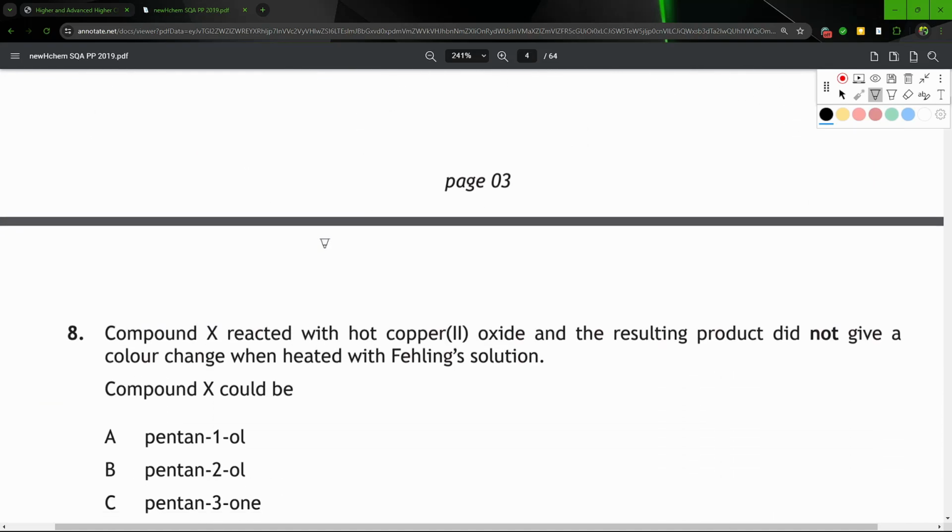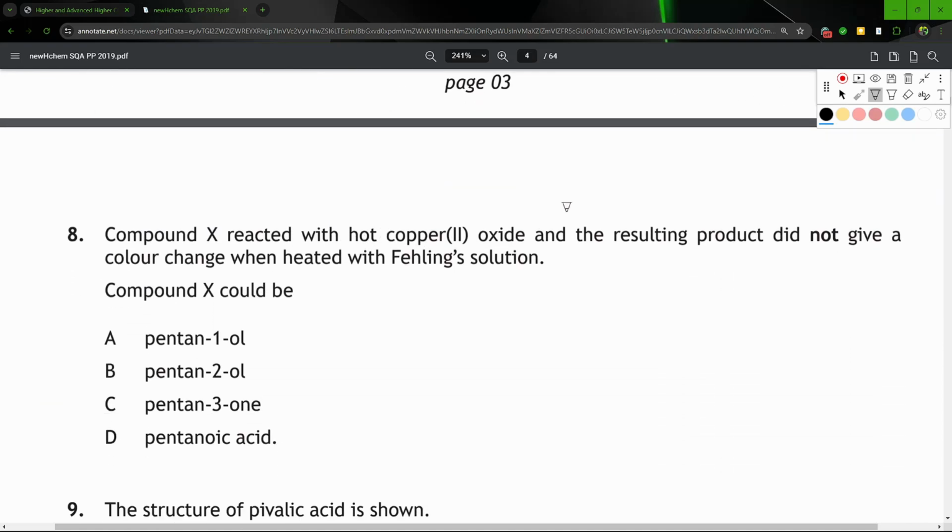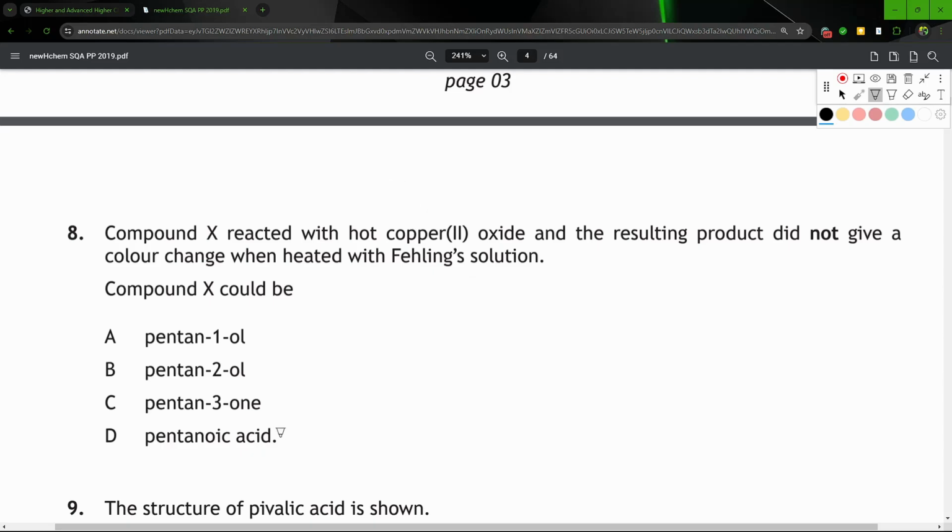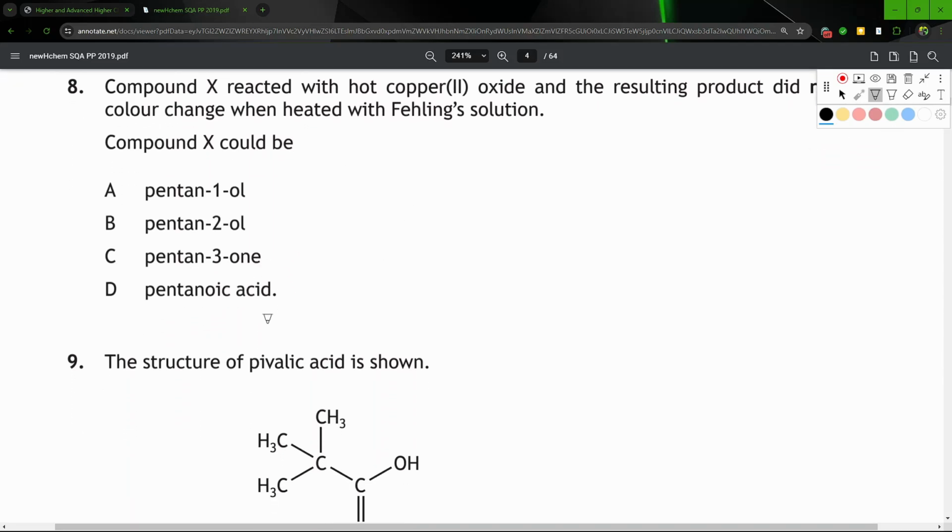Move on to 8. Compound X reacts with hot copper 2 oxide, and the resulting product did not give a color change when heated with Fehling's solution. So compound X could be what? So copper 2 oxide, that would be oxidizing the chemical, right? So whatever compound X is would be oxidized with copper 2 oxide. So let's see if we can actually oxidize any of these.